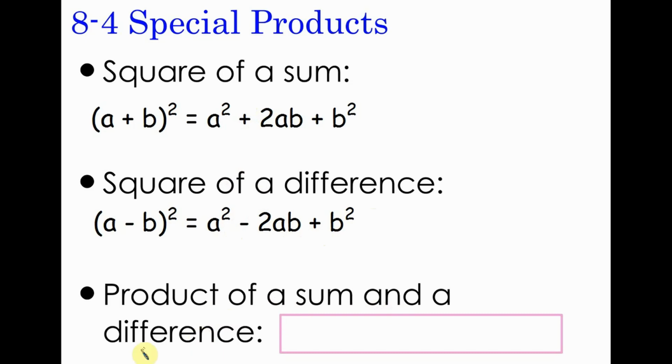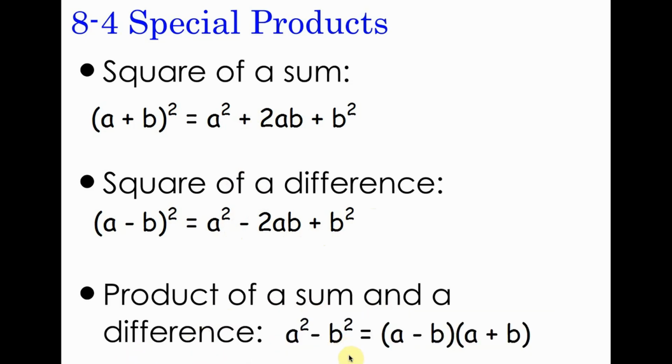Product of sum and a difference, this was the last special product. When you have a squared minus b squared, that is equal to a minus b times a plus b. I already covered how I could prove that this will be the form that you can use in any cases of square of a sum. If you haven't done it yet, I'll leave a link underneath of this post and please review as needed.